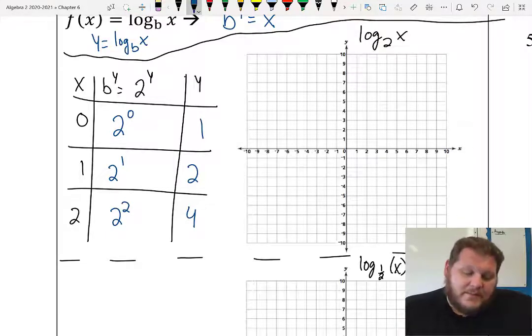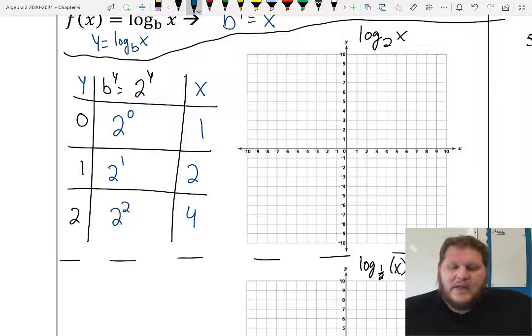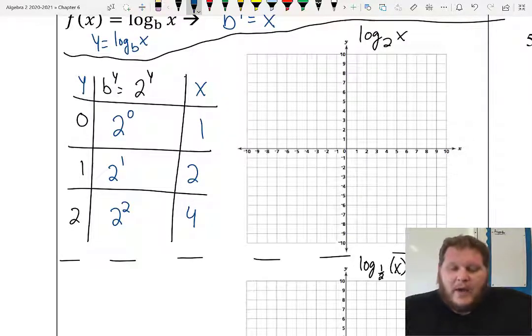Now you have to be careful with this because I actually even made this mistake. I'm picking out y values and plugging in x values. Like I'm getting x values back out. So it's a little bit backwards from how we usually do. We usually pick out x values and get y values back out. But we should be picking out y values because our exponent is y, and we're getting x values back out.